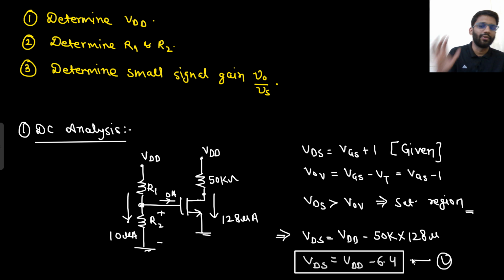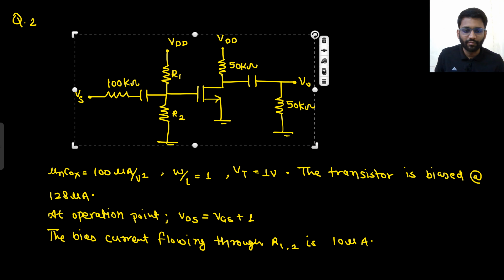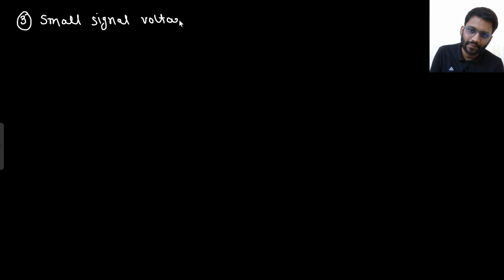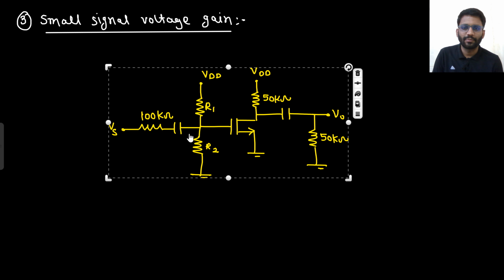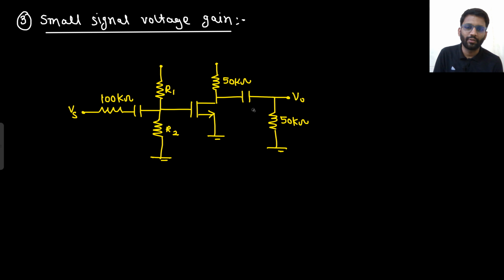Now the next question is, you need to determine the small signal voltage gain, which is very easy. So how will you determine small signal voltage gain? I guess I can copy this circuit. We will be changing it, but let's just copy it for once. For determining the small signal voltage gain, this biasing we have already seen in the previous lecture, right? So for determining the small signal voltage gain, what will we do?